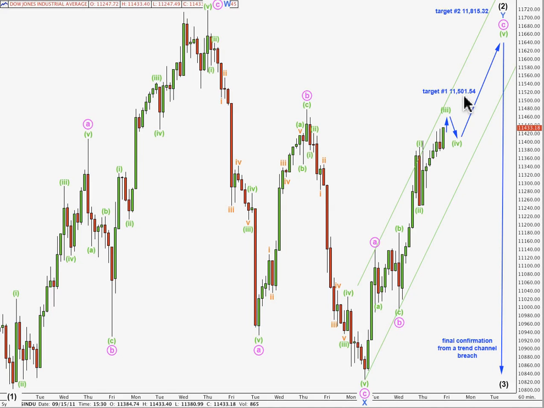I have 2 targets and this lower target has a much lower probability. At 11,501.54, wave C pink within the zigzag for wave blue will reach 1.618 the length of A.